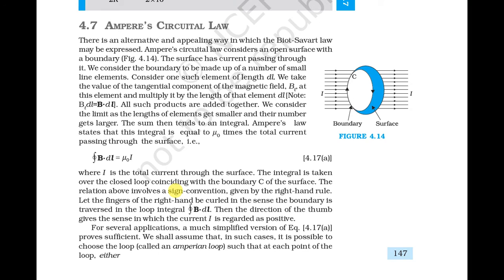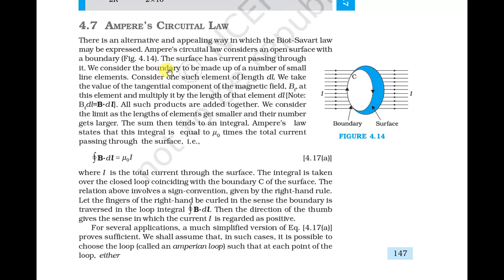Ampere's circuital law. There is an alternative and applicable way in which the Gauss law may be expressed. Consider an open surface with a boundary. The surface has current passing through it. See the boundary and the surface. This is the open surface and the boundary. The surface has current passing through it.